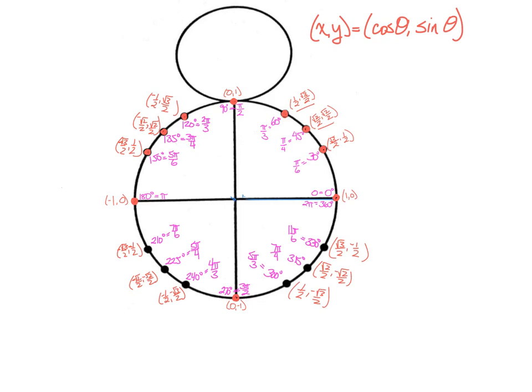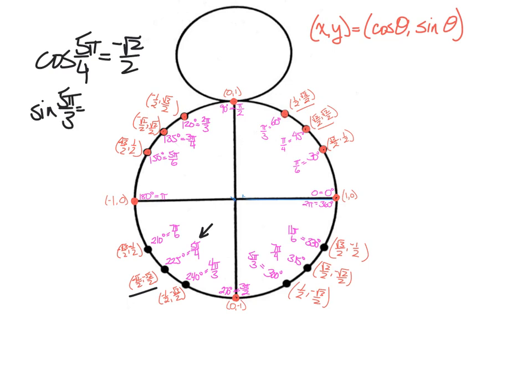Now that we have the entire unit circle filled in, we can find things like the cosine of 5 pi over 4. All we have to do is first find that 5 pi over 4 angle, which is right here. Look to its ordered pair, negative root 2 over 2 and negative root 2 over 2. The cosine is the x-coordinate, negative root 2 over 2. And if we wanted to find the sine of 5 pi over 3, find your 5 pi over 3 angle. The sine is going to be the y-coordinate, negative root 3 over 2.